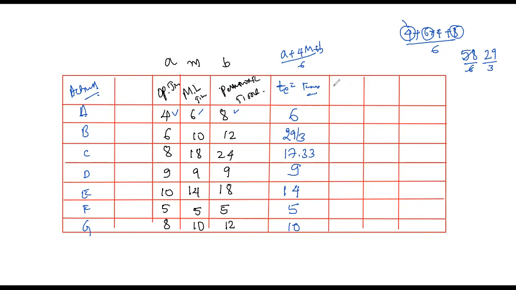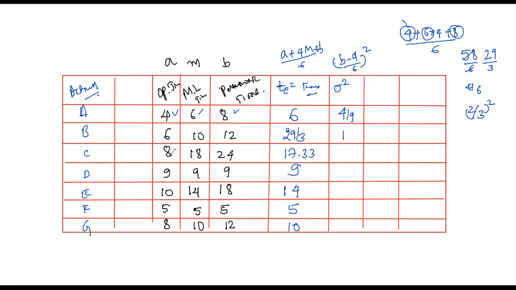Okay. So next is variance. We know that sigma square, the variance, is equal to (b minus a) divided by 6, whole square. Here the b value is 8. 8 minus 4 is 4. So 4 by 6, if you simplify, you will get 2 by 3. 2 by 3 square gives 4 by 9. Similarly, you need to solve everything. So 12 minus 6 is 6. 6 divided by 6 is 1. 1 square is 1 only.